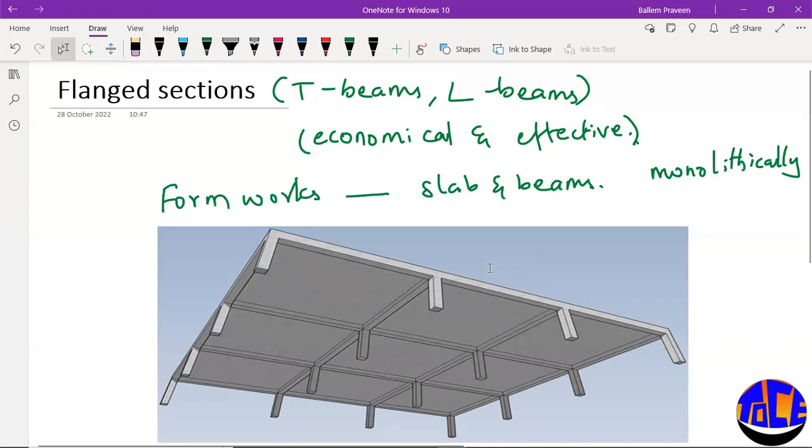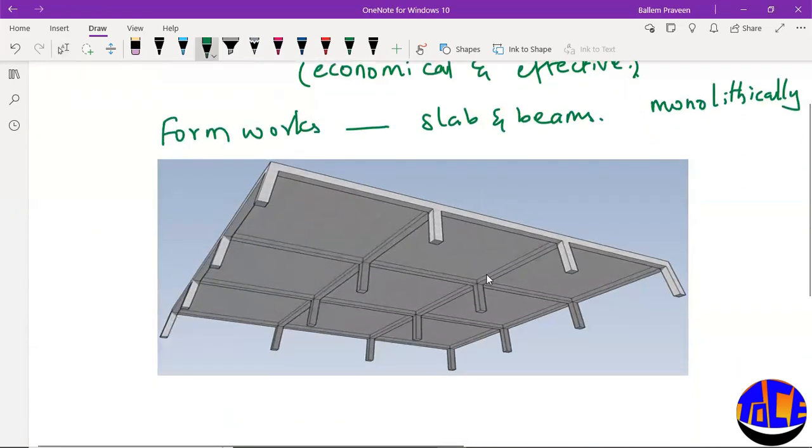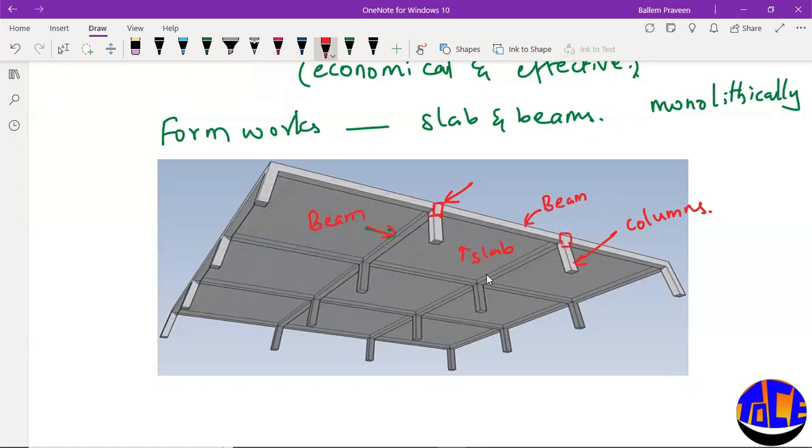Suppose here you can see you have beams. This is a beam here, and this is a slab, and these are the columns. At the ends of the edges, this may be your beam portion, and this is another beam. Let us take this as beam 1, and this is beam 2.